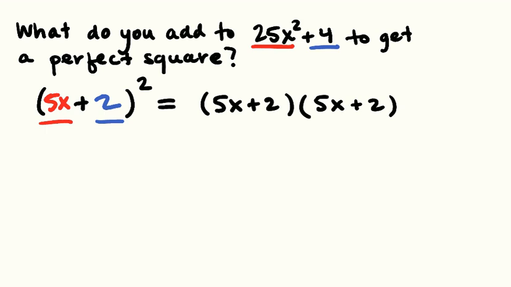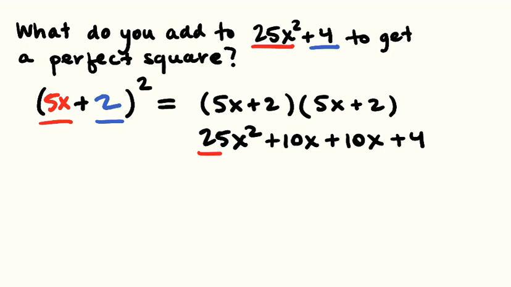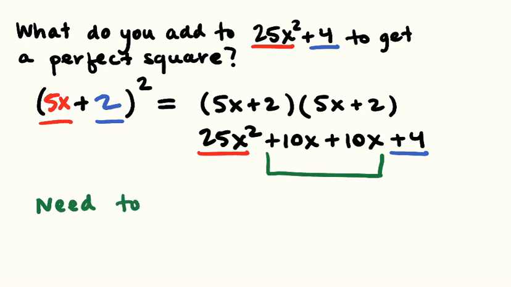Okay, so what I'm going to do is actually FOIL this thing. 5x times 5x, sure enough, 25x squared. And the outside and the inside, 5x times 2 is 10x. And then 2 times 5x is another 10x. And then plus 4 on the outside. So see, I've got this 25x squared. I've got this 4. So I must just need to add these 20x's to get a perfect square. And sure enough, that's answer choice A on your question. Okay, we would need to add 20x.